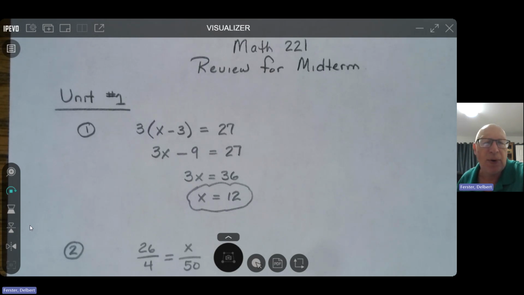Problem number one is just a straight out example of an equation for us to solve. So we're going to start with the distributive property. Make sure that you don't lose the 3 times -3 on the back end of that distributive. And the rest is pretty straightforward. We're going to add 9 to both sides. We'll isolate our variable term, and then we'll divide by 3 to solve for x. And with not a whole lot of muss and fuss, it looks like we got a good solution for problem number 1 at x equals 12.